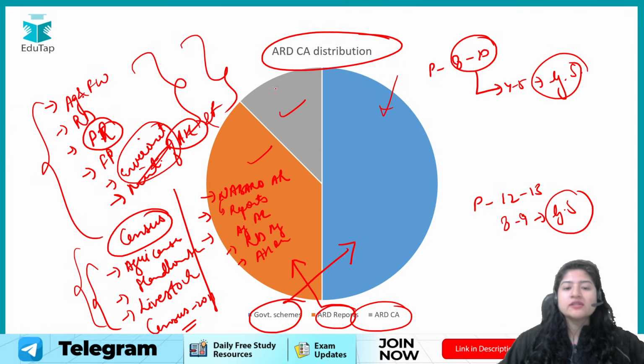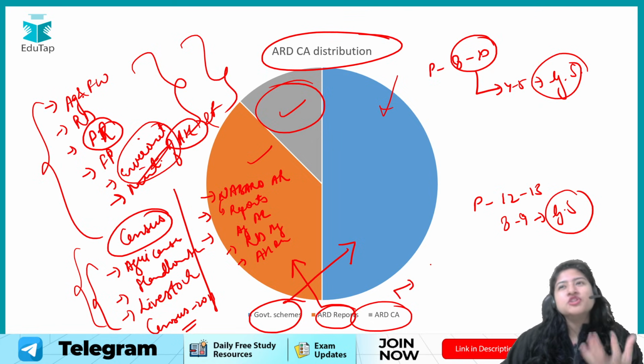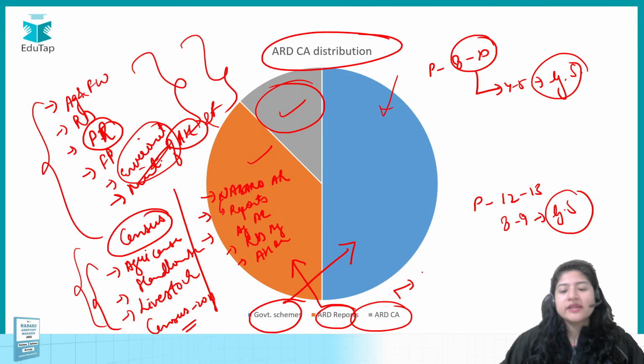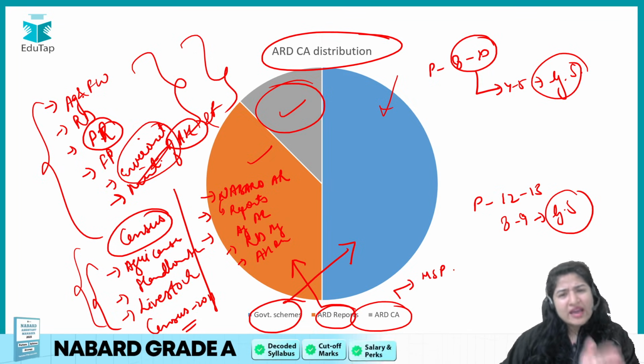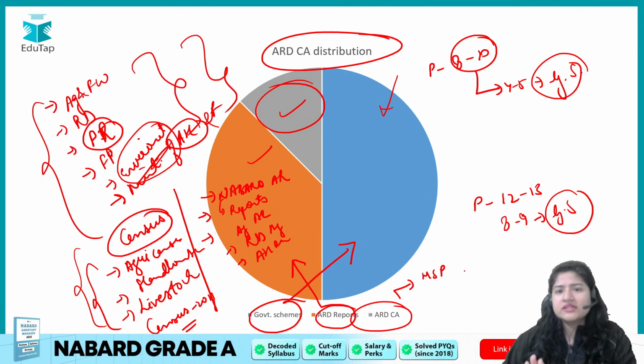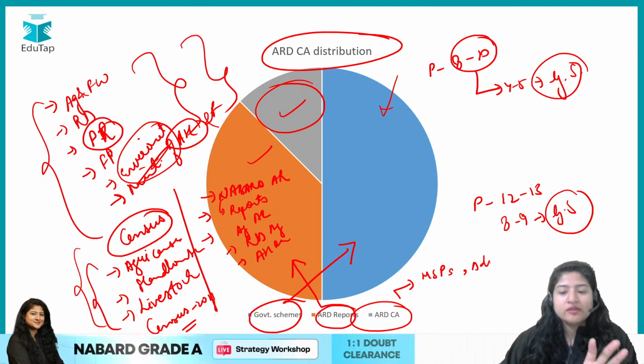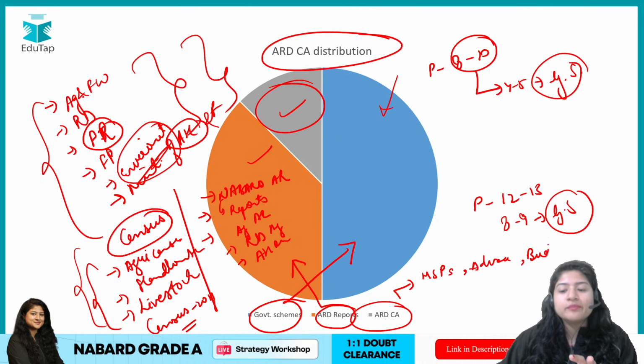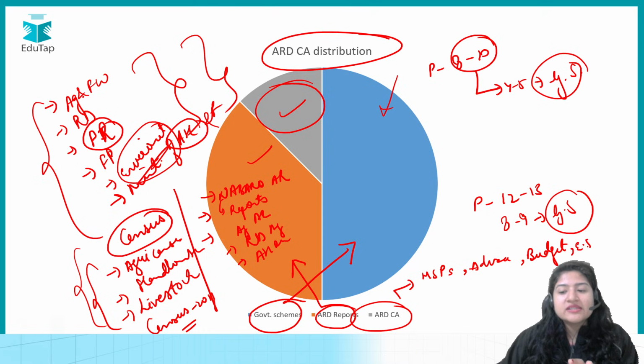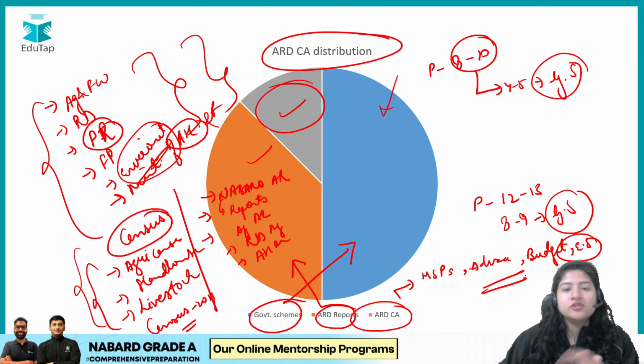And third, the smallest portion, constitutes your generic ARDCA. What is the generic ARDCA? Any mention of agriculture or allied sector in the news can be asked. Apart from that, some specific ones I have added in the further slide, do not get confused. Like your MSPs and advance estimates, these are some things exclusive to your ARDCA. If there is any mention in your budget or economic survey, all these things can be asked in your ARDCA.